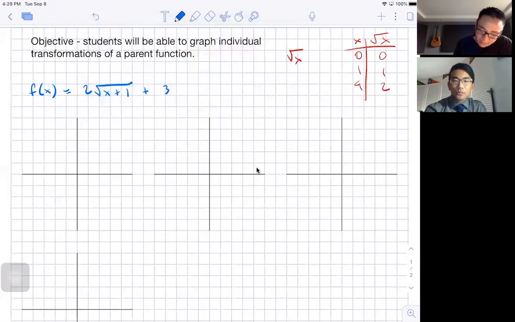So we'll go with our parent function, which is y equals square root of x. Okay, so let's graph that. So (0, 0), (1, 1), (4, 2). So it looks kind of like that, I think. Well drawn. Looks pretty good. All right, cool. So there's our parent function.